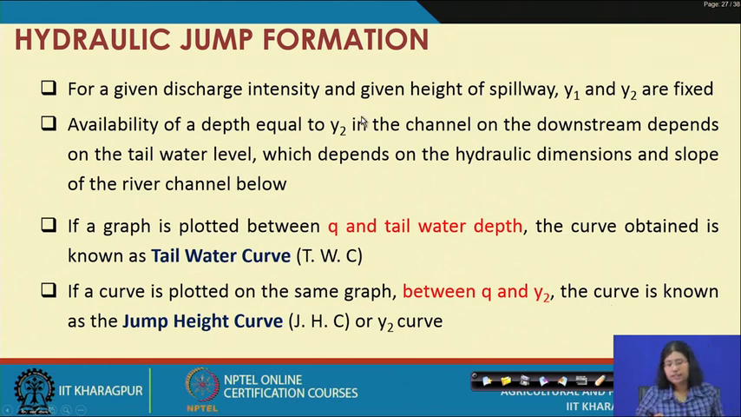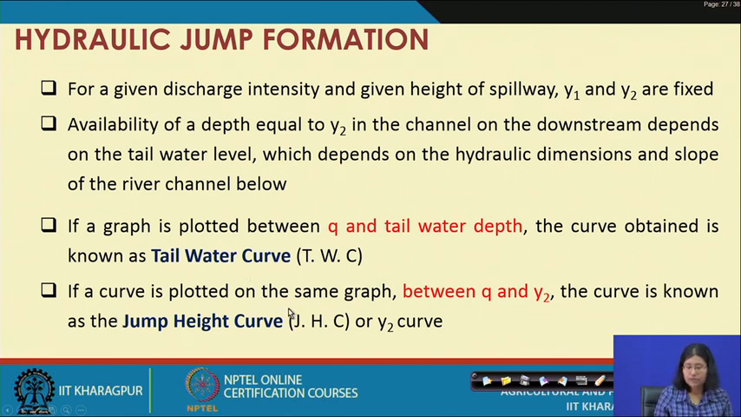For a given discharge intensity and given height of the spillway, generally y1 and y2 are fixed. Availability of depth equal to y2 in the channel on the downstream depends on the tailwater level, which depends on the hydraulic dimensions and the slope of the river channel. If a graph is plotted between discharge and tailwater depth, a curve is obtained. This curve is called the tailwater curve.